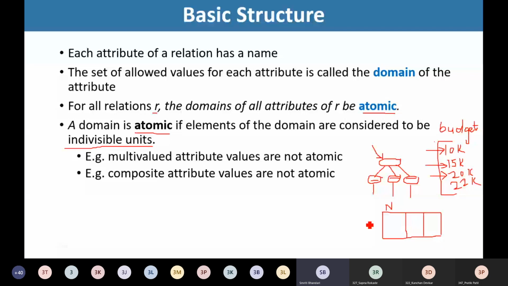Yes, any doubt? Any doubt? Understood the concept? Atomic domain?